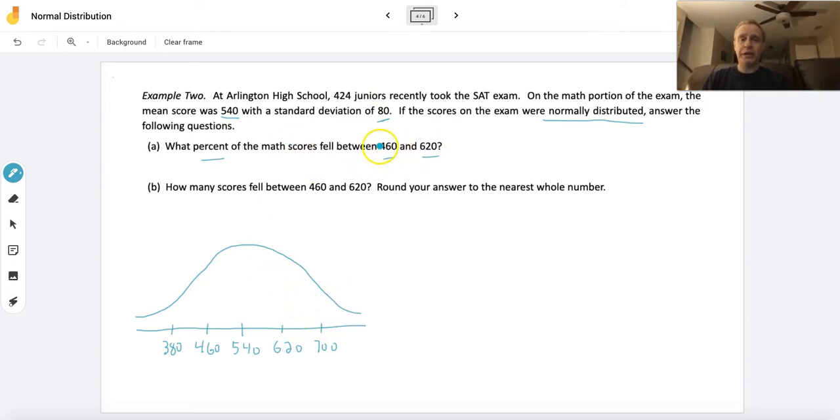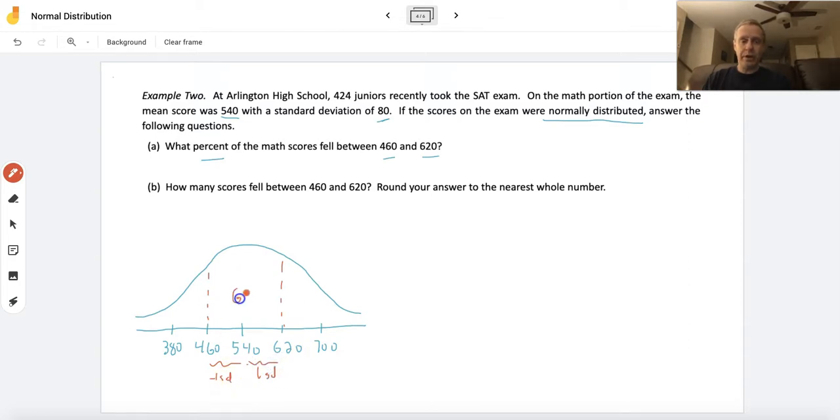But since we're only looking at scores between 460 and 620, I now see on my normal distribution here that to go from 460 to 620, we are going from one standard deviation below the mean to one standard deviation above the mean.